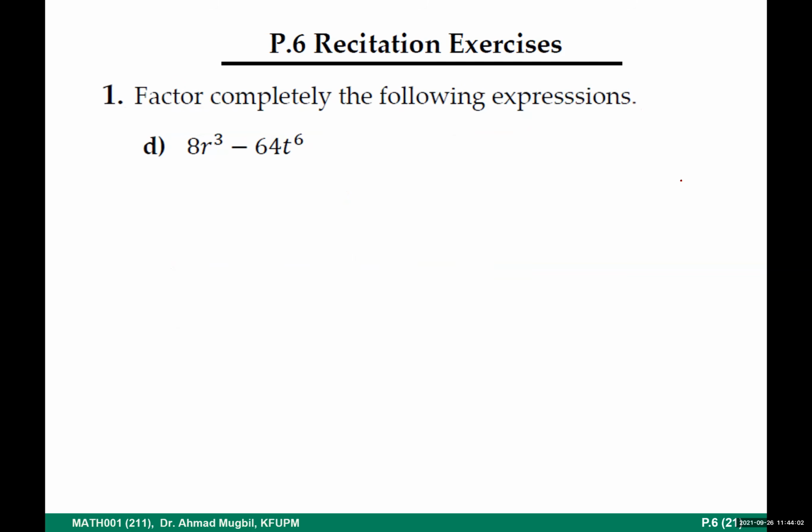Now, can we factor this? How to factor this? Yalla, tell me. Common factors first. Always keep this in mind. Step number 1 is common factor. Is there a common factor here? Only 8. So what will we have now after factoring 8 out?